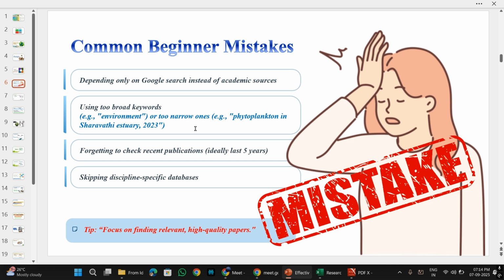And skipping discipline specific databases. If I am searching for phytoplanktons in Sharavati estuary, I need not only search for phytoplanktons, I might also want to look at the organic matter or how much sediment is coming into the estuary, because they are the ultimate medium along which the nutrients come into the estuary, and that is where the phytoplanktons will find it easy to thrive. So finding that discipline specific database, finding secondary data that has been generated by somebody else in the past, is also very important. And what is the tip here?